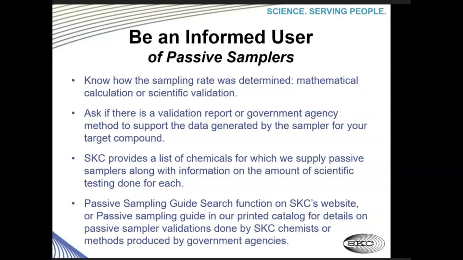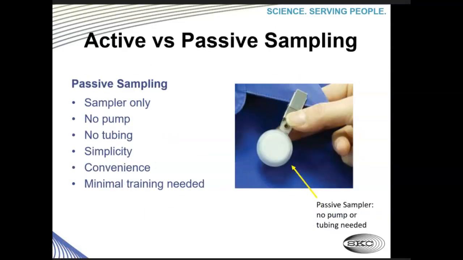It's important to be an informed user when you're talking about passive samplers. So know how the sampling rate was determined, whether it was mathematical calculation or by scientific validation. It's good to ask, is a validation report or government agency method available to support the data generated by the sampler for your target compound? SKC provides it.